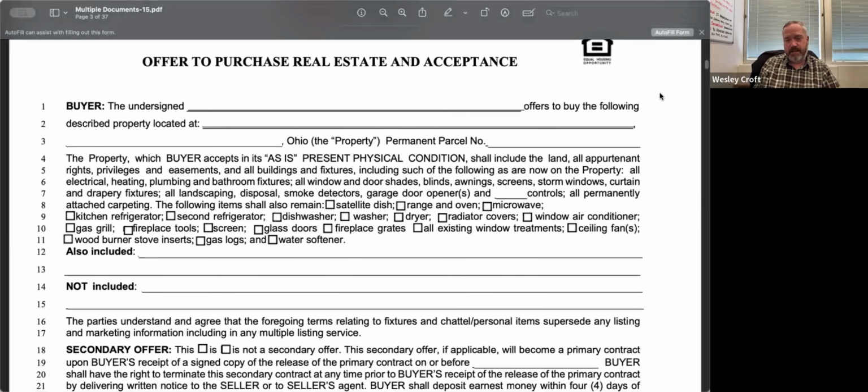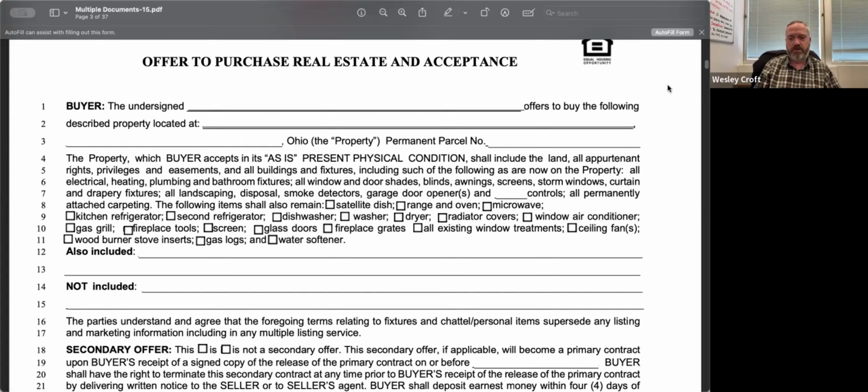We'll just go through this line by line. I'll explain it as we go, and we'll take some questions at the end. So line number one, buyer, the undersigned. This is where your buyer's name goes. So your buyer offers to buy the following property at line two. This is where the property address goes.